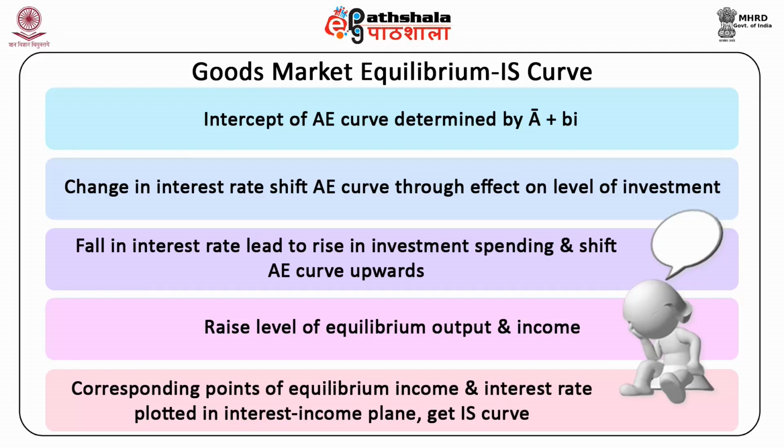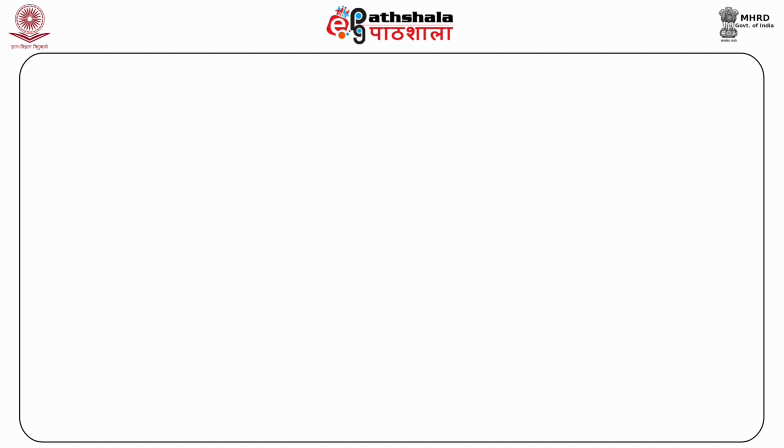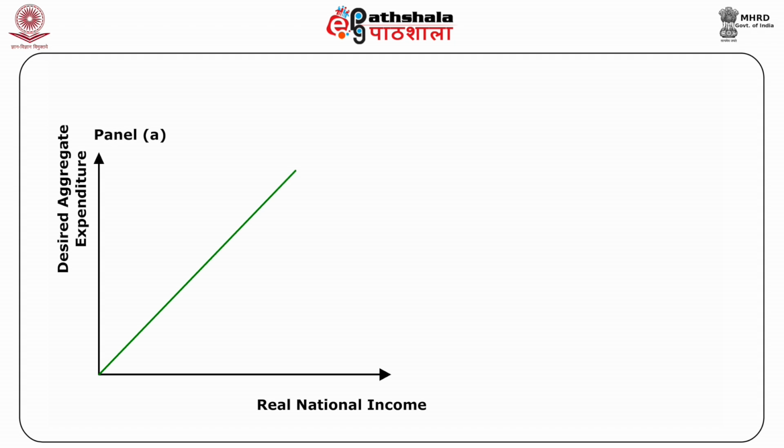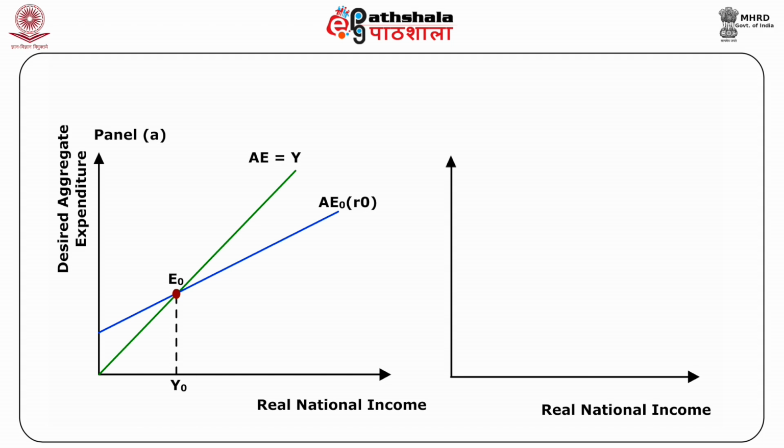When the corresponding points of equilibrium income and interest rate are plotted in the interest-income plane, we get the IS curve. This is shown in the two panel figure. In panel A of the figure, the initial equilibrium in the economy is at point E0 where AE = Y, and the rate of interest is R0 and the equilibrium level of income is Y0. In panel B, the point corresponding to E0 is recorded as point A where interest rate is R0 and income is Y0.